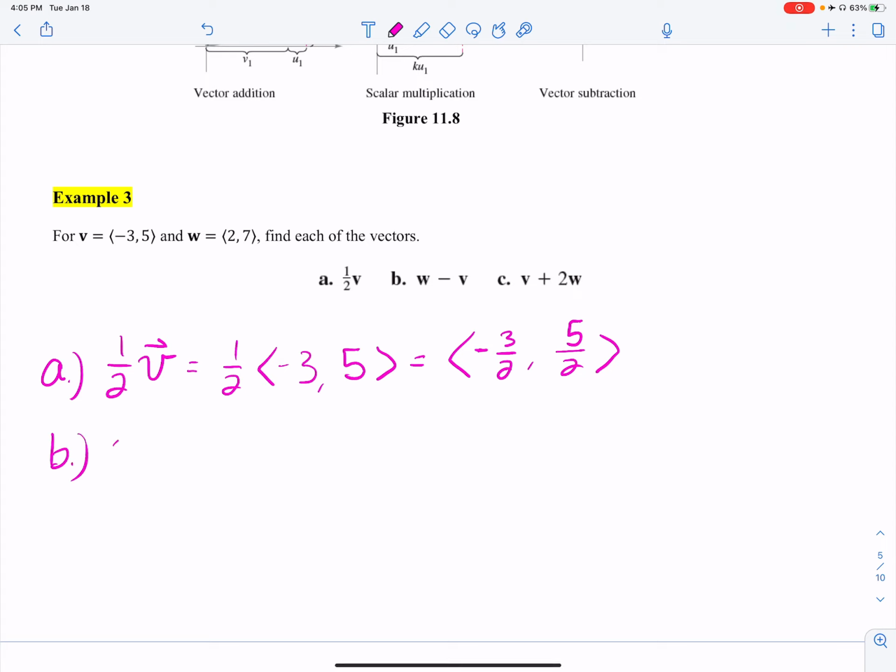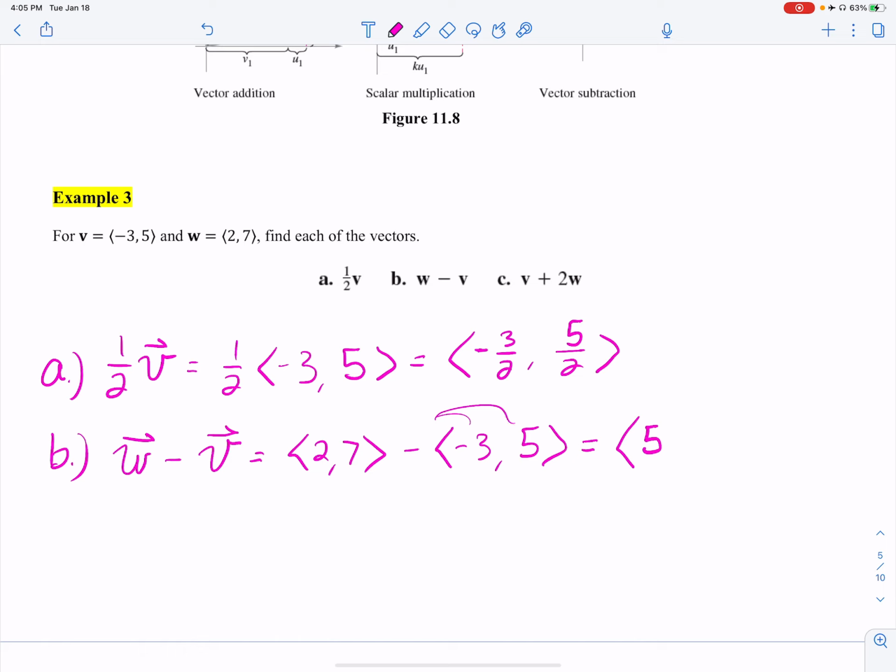B says the vector w minus v. I've had a hard time writing w today. And I just write them out. 2, 7 minus negative 3, 5. Right, so I work that out. It's just subtraction. I get 5. The negative goes to both. Don't forget that. I'm not going to write another step. 7 minus 5 is 2, so the resultant vector is 5, 2.